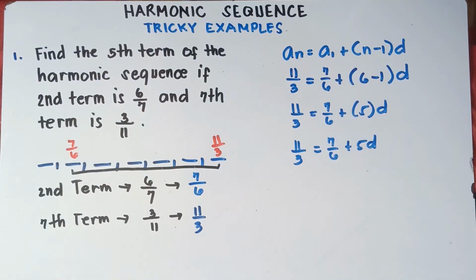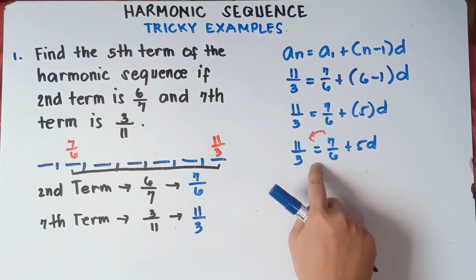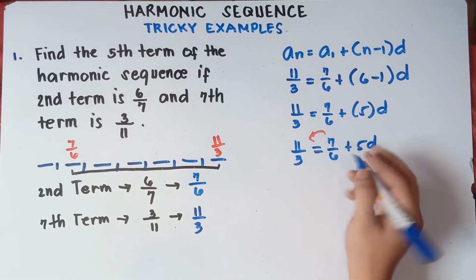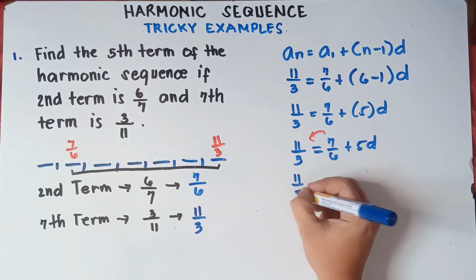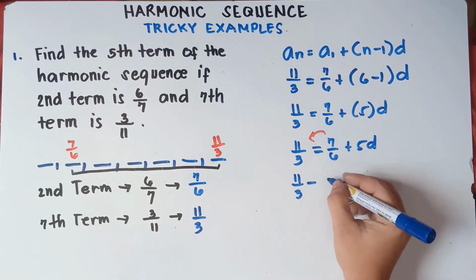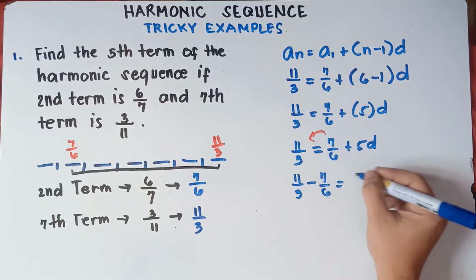Now to isolate d, you transpose the 7 over 6 from right to left. And once you transfer a term across this equal sign, you always change the sign. This is positive, so it will be 11 over 3 minus 7 over 6 equals 5d.